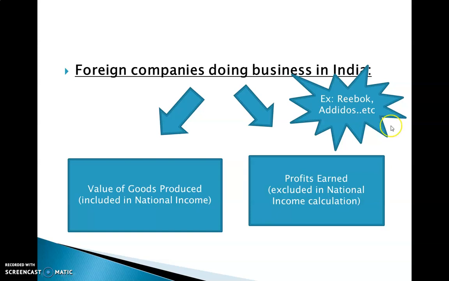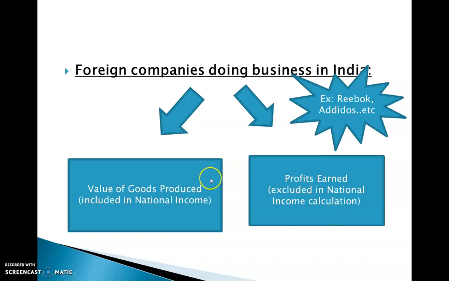Now, in this case, we can have two ideas. One is the value of goods produced and the other is the profits earned. The value of goods produced in our domestic country should be included in the national income, because production is done in the domestic country in the particular year. So we should include that, but the profit earned should be excluded from national income calculation. Even if there is no profit, it should not be considered, because that can be registered in their home country. So we should not include it in our domestic income calculation.